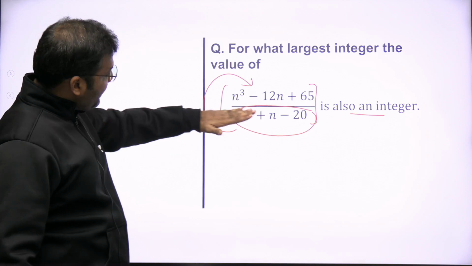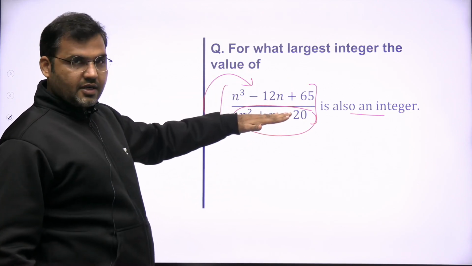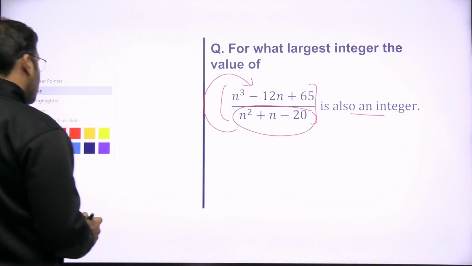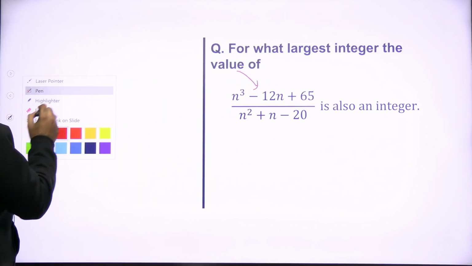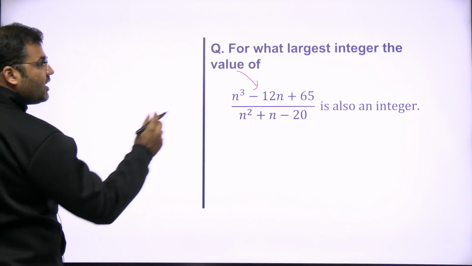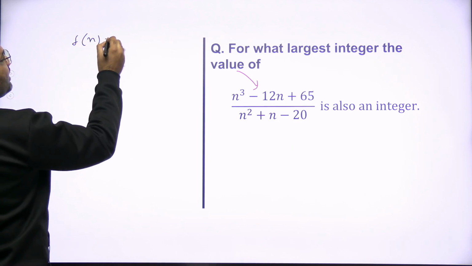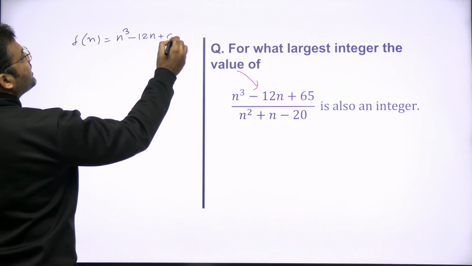Now, if I want this to be a factor of this, how would I get to know? This is a cubic equation, this is a quadratic equation, we'll have to factorize it, right? The first thing that you need to know to solve the question is, what are the factors of this cubic equation? For that, we need to use the hit and trial method. Here, f of n is given to you as n cube minus 12n plus 65.